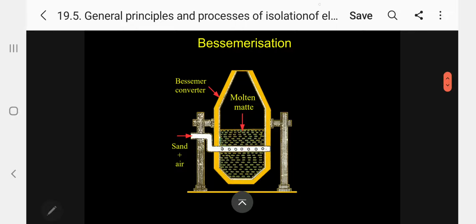So this is the apparatus used for the conversion. Kindly follow. This is the converter. This is the molten matte here. Sand and air we are putting in here, through the holes it enters, forming a slag. Kindly follow.